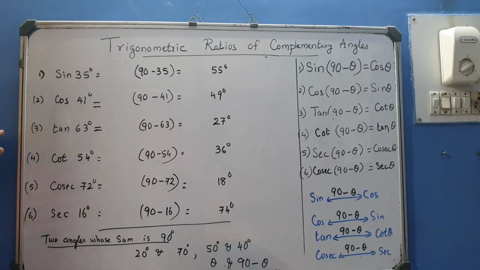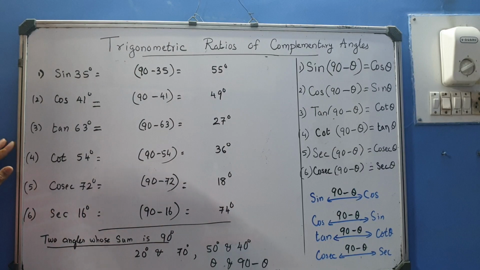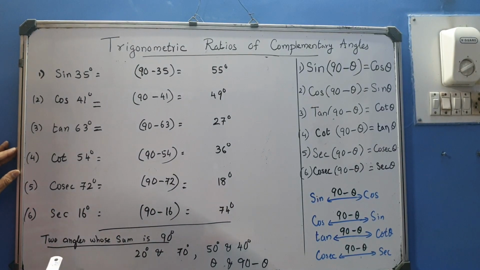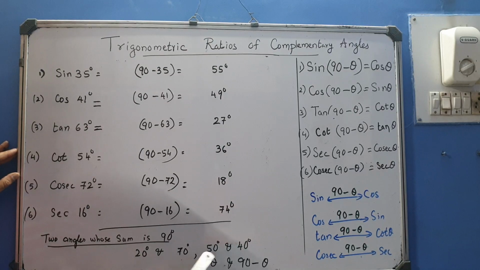Good morning, children. Today we are going to learn trigonometry ratios of complementary angles. What are complementary angles? Two angles whose sum is 90 degrees. If two angles add up to 90, they have a complementary angle. For example, 20 and 70 are complementary angles because the sum is 90.